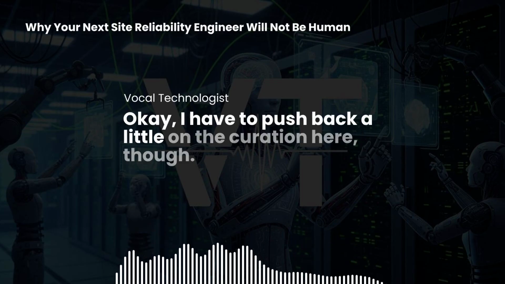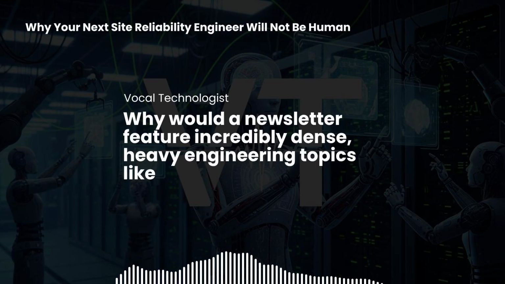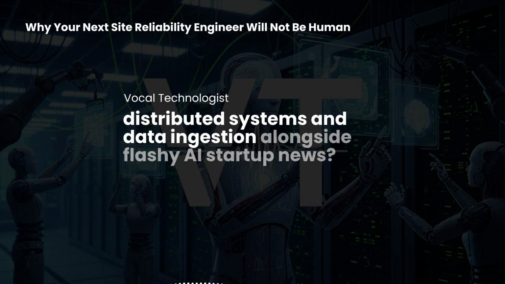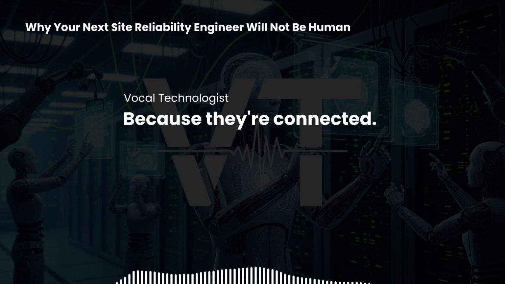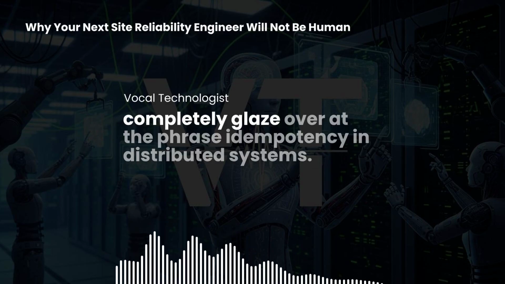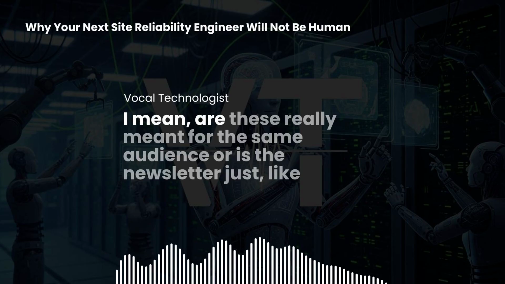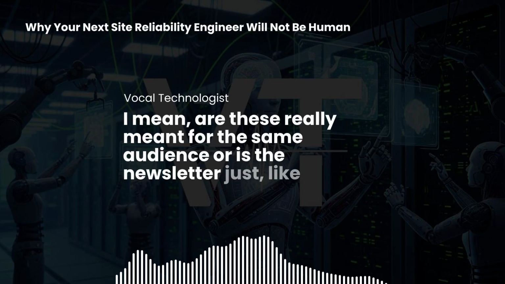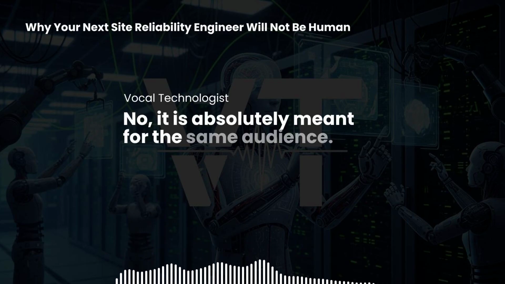Okay, I have to push back a little on the curation here, though. Go for it. Why would a newsletter feature incredibly dense, heavy engineering topics like distributed systems and data ingestion alongside flashy AI startup news? Because they're connected. But if I'm an investor or a founder hunting for the next AI wave, my eyes might completely glaze over at the phrase idempotency in distributed systems. Are these really meant for the same audience, or is the newsletter just throwing everything at the wall? No, it is absolutely meant for the same audience.